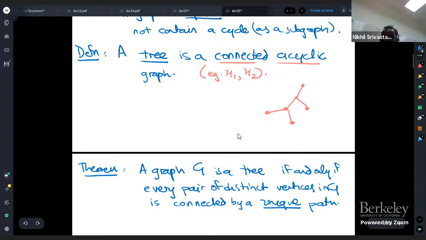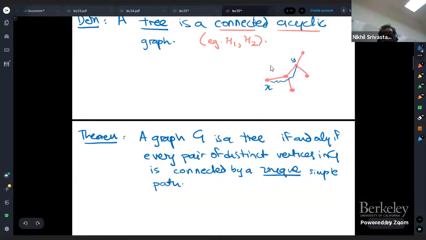Now, why is the word simple needed here? Would it be true if I remove the word simple? If you didn't have simple, you could double back on yourself and create extra routes. You need the word simple because if you're allowed to repeat edges, then you could go from X to Y and then go here and go here again, and then it wouldn't be unique. You could add some loops like that. So let's prove this.